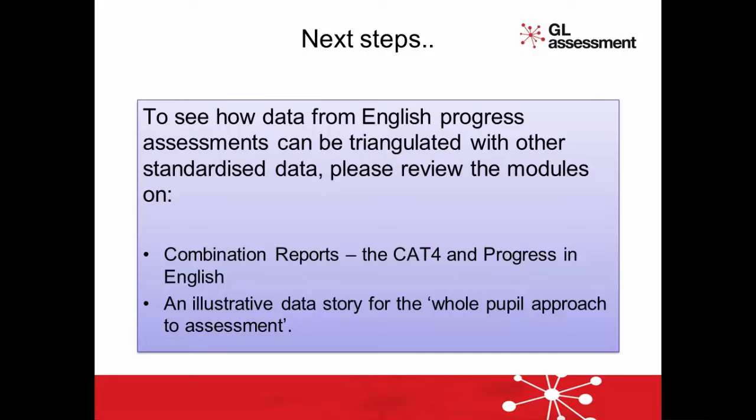If you would like to see how the data from this progress test English can be used alongside other standardized data, we have modules that include data from a number of different assessments. There are combination reports that combine the data from the cognitive abilities test and attainment assessments. Plus, we also have an illustrative data story that looks at a number of different data sets from attainment, ability and learning barriers for an individual, so you can see how data from a number of assessments can be combined to support the whole pupil approach to assessment.